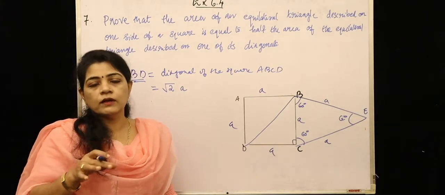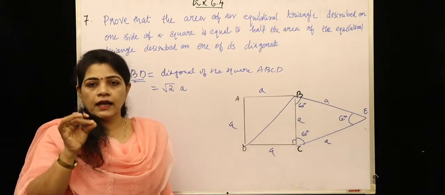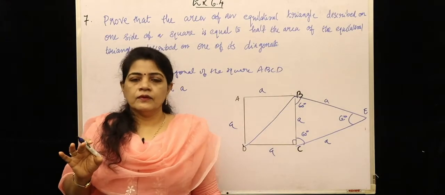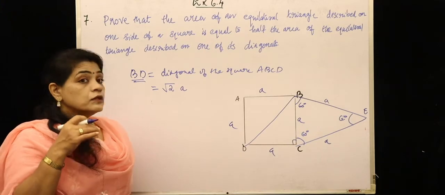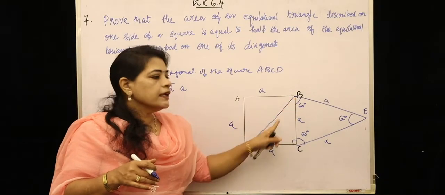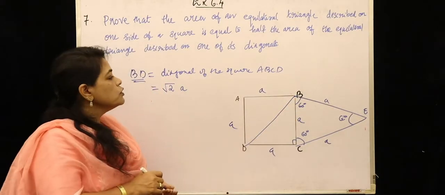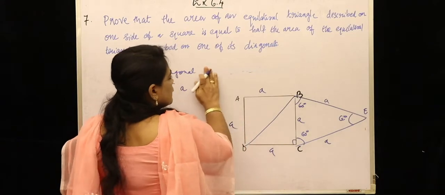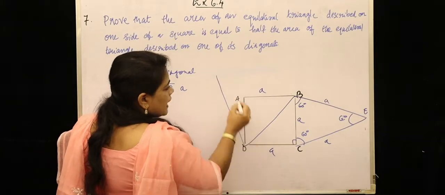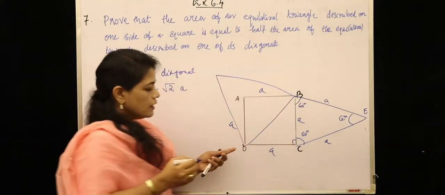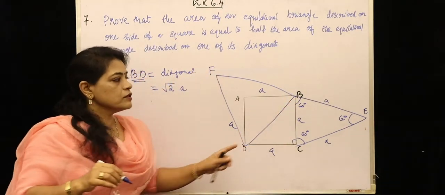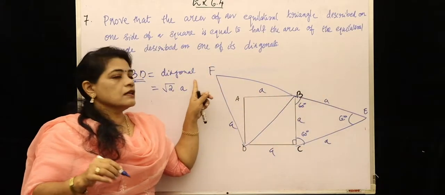Or you have to learn this formula by heart. The length of the diagonal of a square is always root 2 into a. Here a denotes the side. Then come to this problem, children. We have to describe an equilateral triangle with the side BD. So I am going to draw an equilateral triangle on this diagonal BD. See children, so BDF, this vertex can be F because we have marked the other as E, so here the vertex comes F.